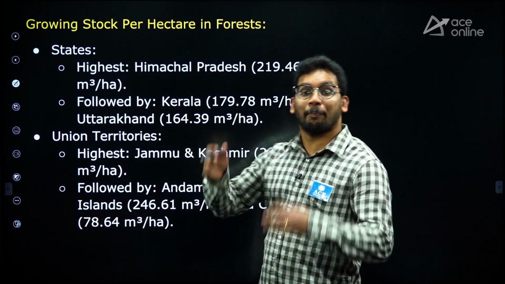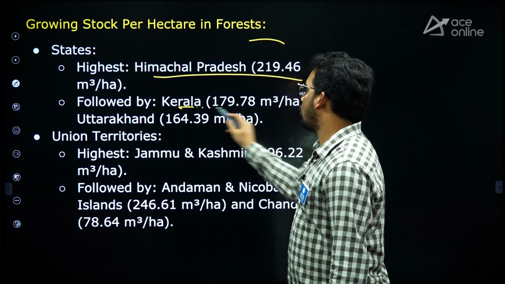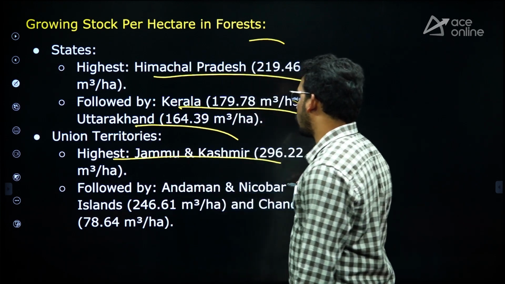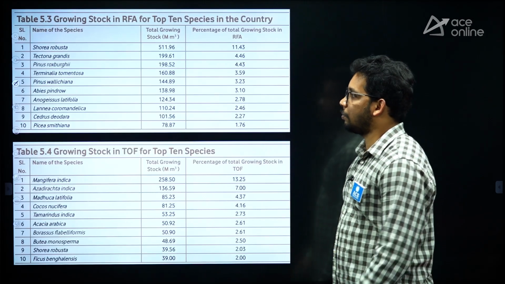Next, growing stock per hectare, that is density in the forest. Highest is Himachal Pradesh, followed by Kerala and Uttarakhand, right? And then Union Territory highest Jammu Kashmir, followed by Andaman Nicobar and then Chandigarh. So these are the top three ones.